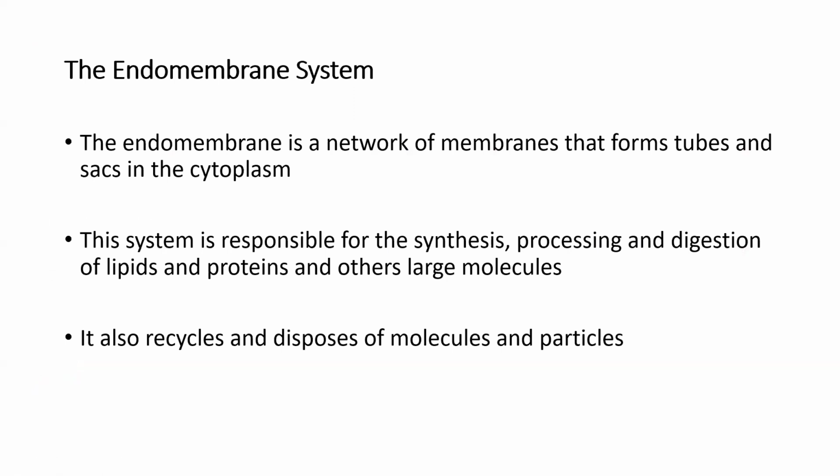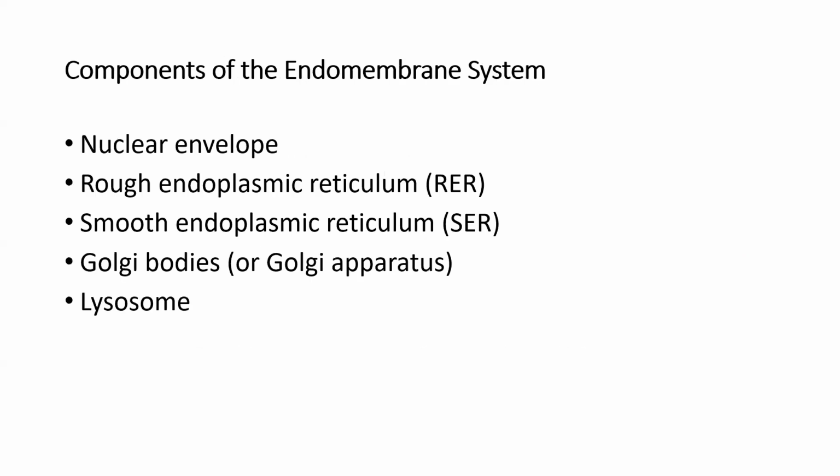Together, the entire endomembrane system is responsible for the synthesis, the production, processing, and digesting of lipids and proteins and other large molecules. Basically, they form almost like a supply chain of breaking things down, building things, packaging them, and sometimes even recycling and destroying unwanted things. It will make more sense once we go through the whole process. When you go back to this slide, it's going to make more sense.